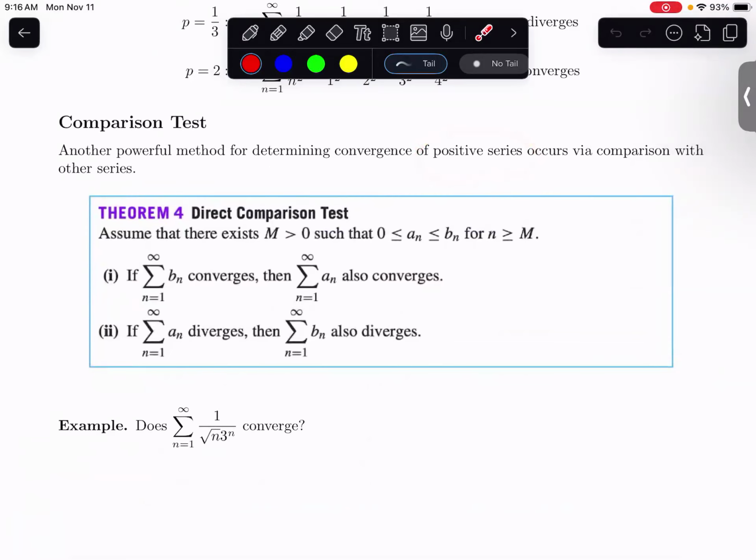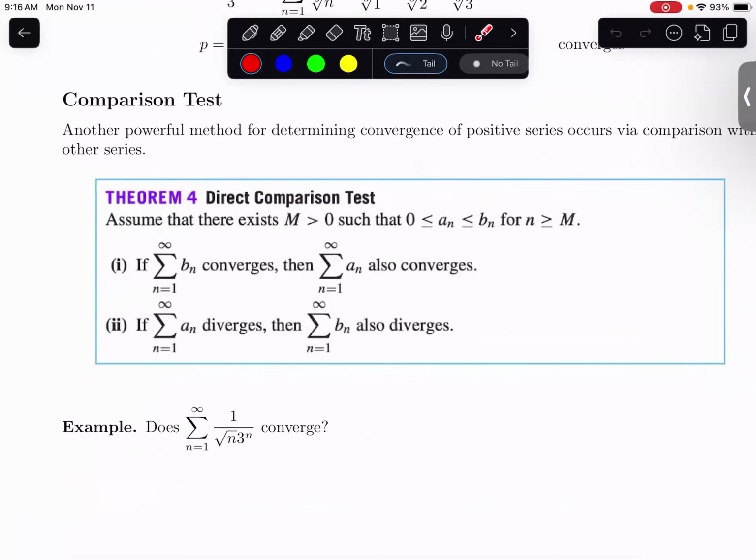And so this is a pretty intuitive test, or at least I think it should be. So we're going to assume that there exists some m greater than 0, such that for all indices past this number m, we always have that a sub n is less than or equal to b sub n. I'm making things technical by stating this condition on the indices. You should just be thinking, if we have one sequence, b sub n, where the terms are greater than the terms a sub n, then we end up having the following. If the series b sub n converges, then it must imply that the series consisting of the sequence a sub n is going to converge as well.